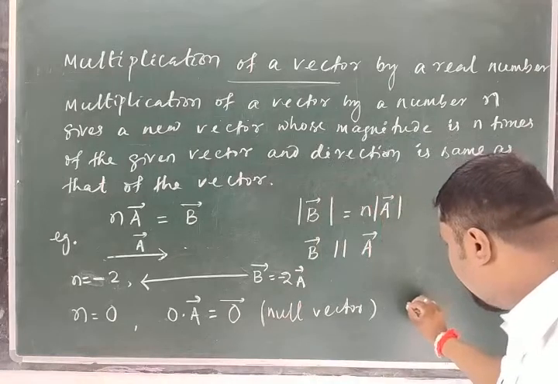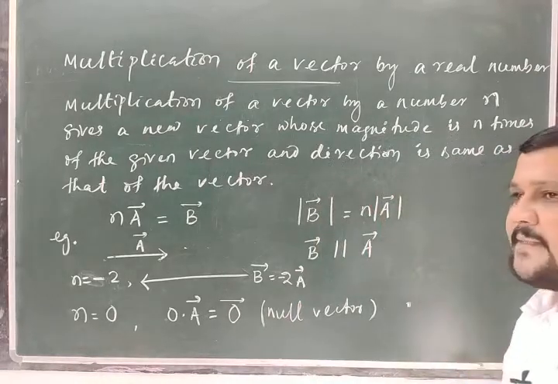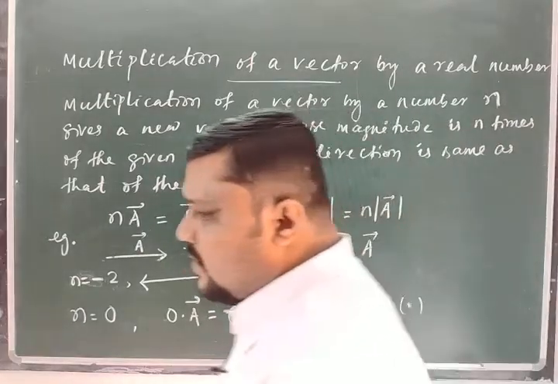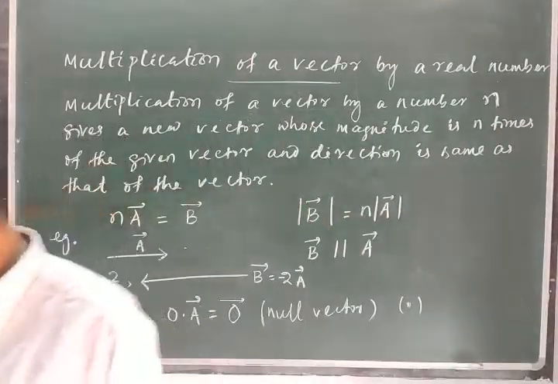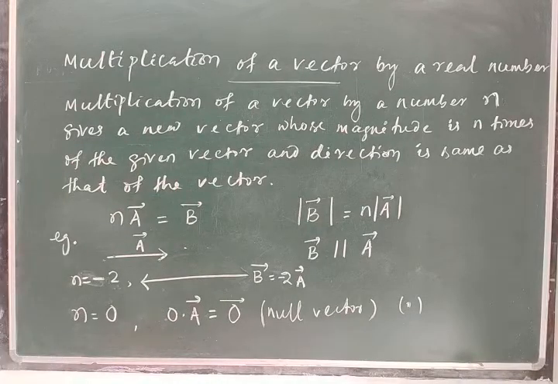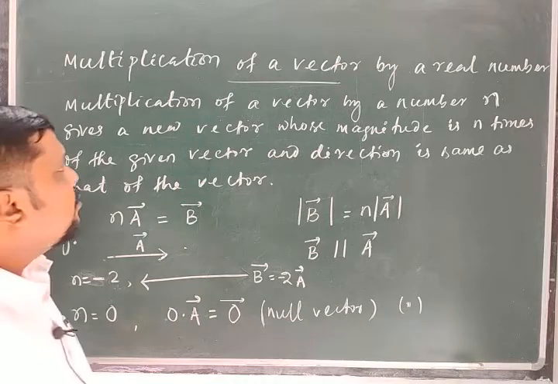Clear? This is the null vector. It can be shown by a dot. This is the null vector, which means it has no magnitude and its direction is arbitrary. Clear? This is about the multiplication of a vector by a real number. Now we will go further.